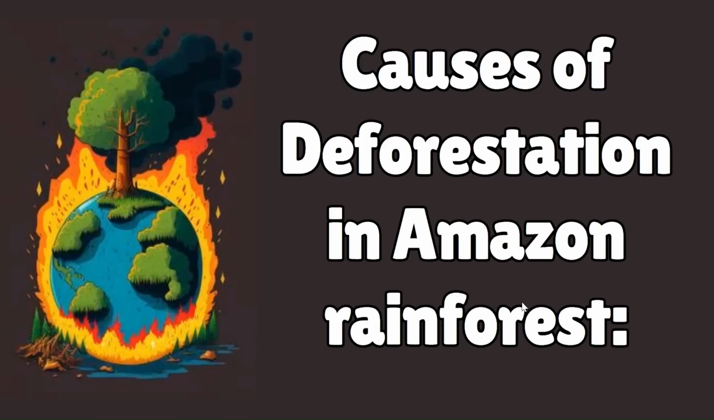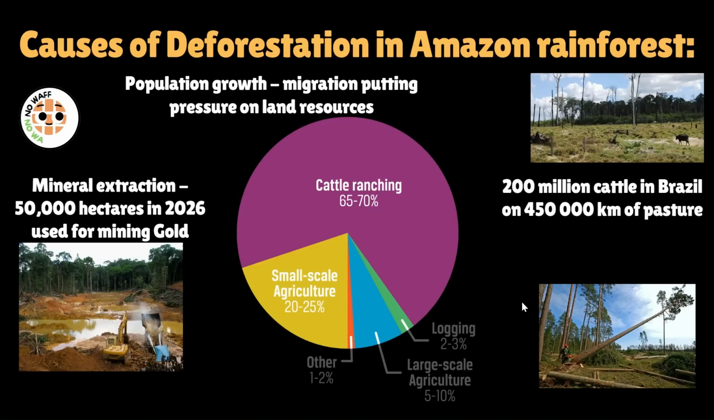Let's begin by looking at causes of deforestation within the Amazon rainforest. Now, a lot of us have this misconception that most of it is due to logging, but as you can see in this pie chart, it's only 2 to 3% of the causes of deforestation. The 65 to 70% majority is actually cattle ranching. There are 200 million cattle in Brazil on 450,000 kilometers of pasture. So you can imagine how much space that takes off of the forest.